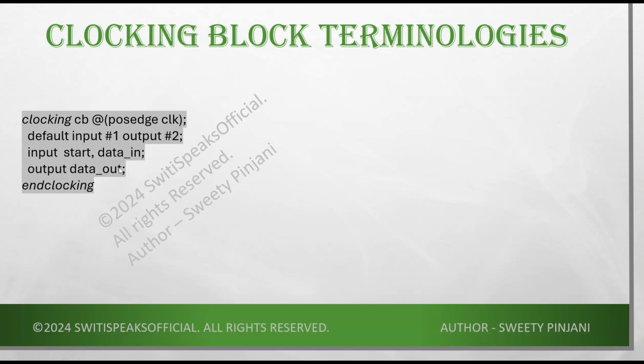Let's understand different clocking block terminologies now, and we will refer to the same example to help you understand. The first is the clocking event. Clocking event is the event when your clocking block becomes active. So when does this clocking block CB become active? Whenever you have the positive edge of clock, at that time your clocking block CB becomes active.